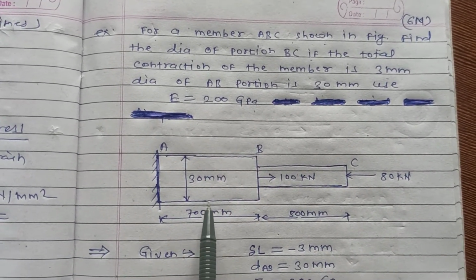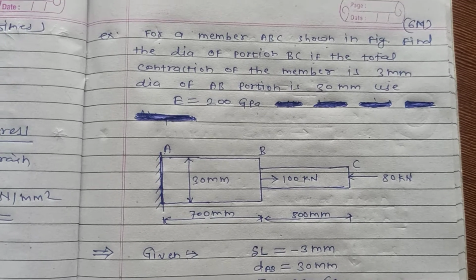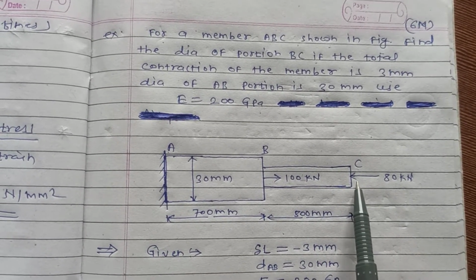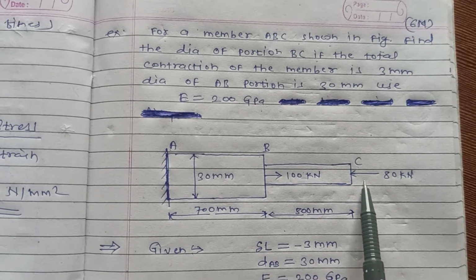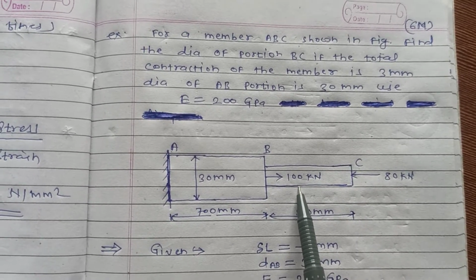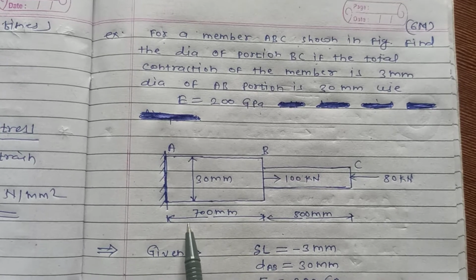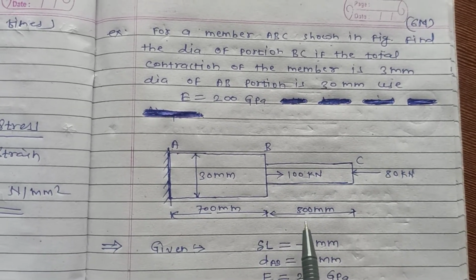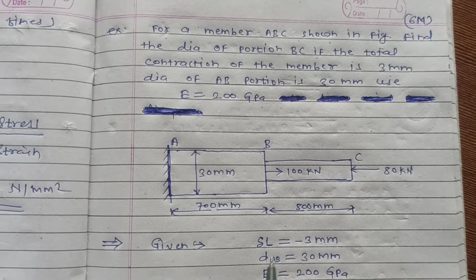So this diagram is also given in the question paper. This is member ABC. The forces are given at its ends, that is compressive forces of 80 kilonewton and 100 kilonewton. The length of AB is 700 mm. The length of BC is 800 mm. So this is the given data.